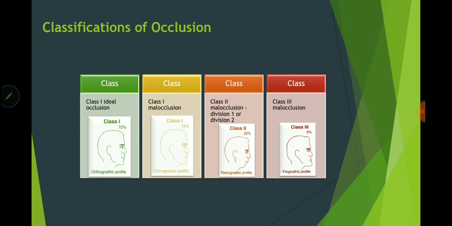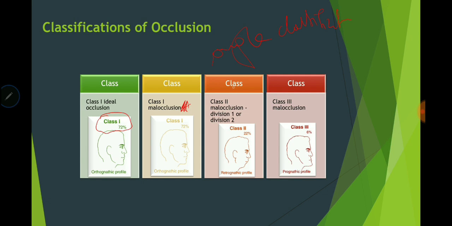All right, so let's talk about classification of occlusion. This is Angle classification. There are many classifications of occlusion, but this is Edward Angle's classification. Class 1 is an ideal occlusion where you have an orthognathic, straight profile. This is found in 72% of patients. Then class 1 with some malocclusion, meaning the patient has a class 1 profile but has some dental disharmony or dental crowding.